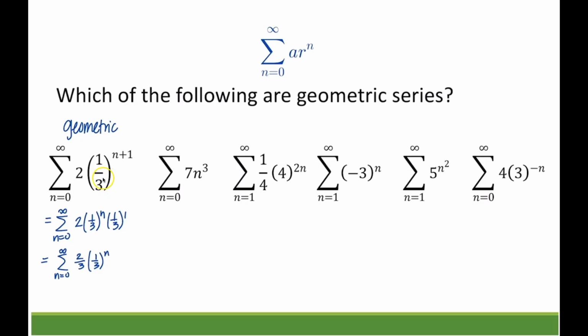So I wouldn't say that it's necessarily worth it to rewrite it just to get it in this form. Again, we want to be able to recognize when we have a geometric series without necessarily having to write it exactly in this form. So on this next example, I have the sum of n equals 0 to infinity of 7n cubed. This one is not geometric.